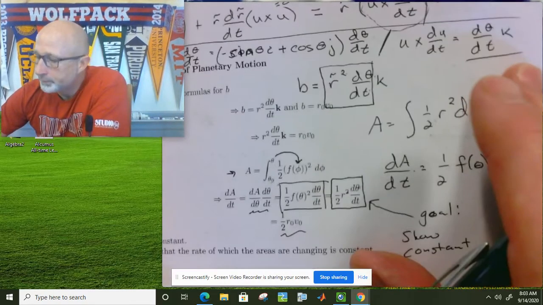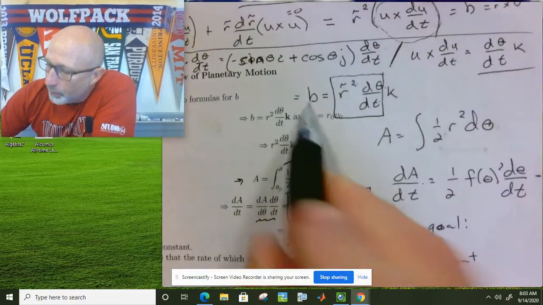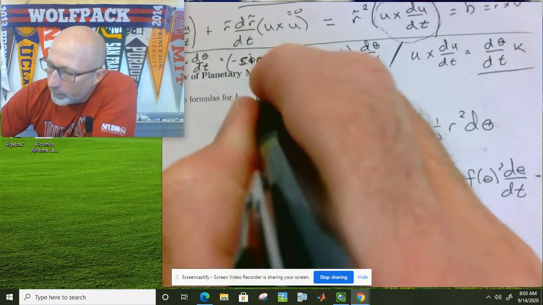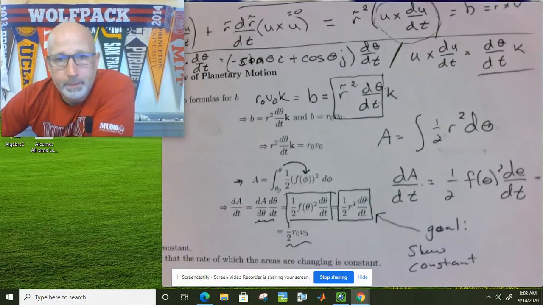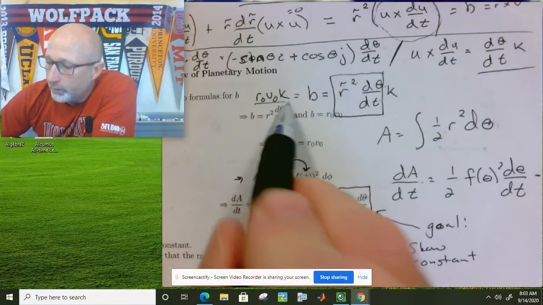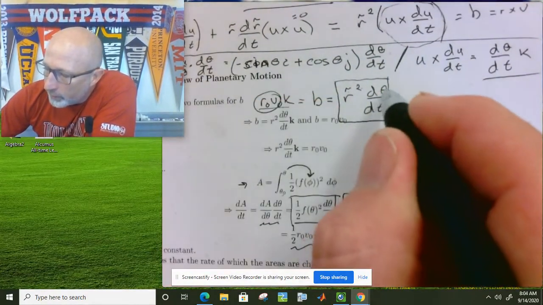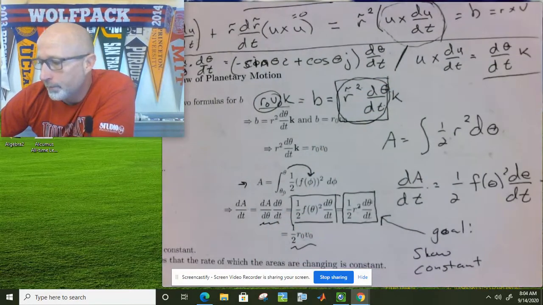Oops, sorry. Actually, no, we do know that b was equal to r naught v naught times k, right? Okay, we did know that that was true. This is one of the first things we figured out. So because of that, you know that this portion is equal to that portion.